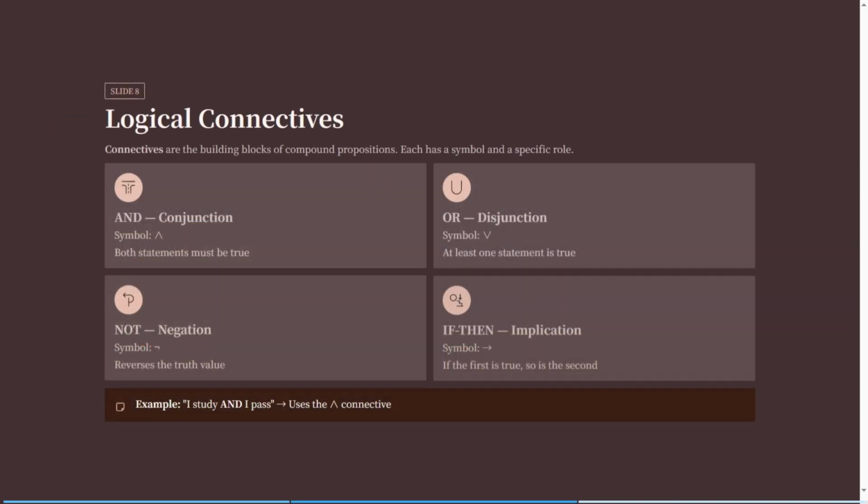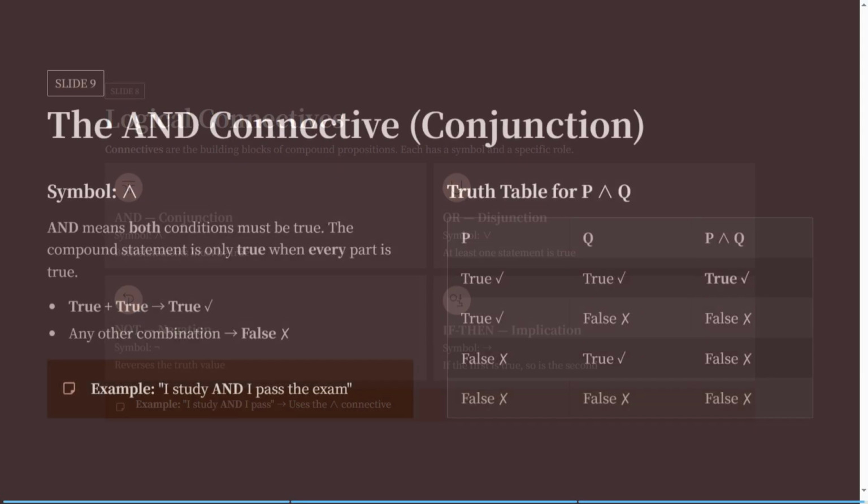Logical connectives. Logical connectives are the building blocks of compound propositions. Each connective has a symbol and a specific role. And, conjunction, symbol and. Or, disjunction, symbol or. Not, negation, symbol not. If then, implication. Let's focus on and right here. And means both conditions must be true. True and true gives true. Any other combination gives false.